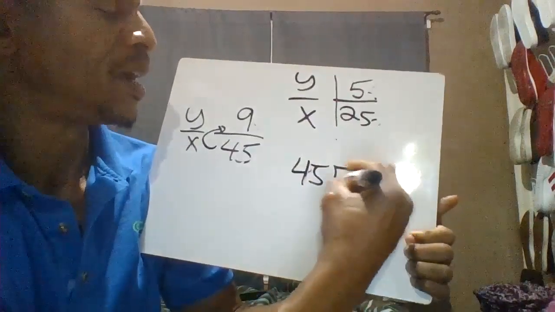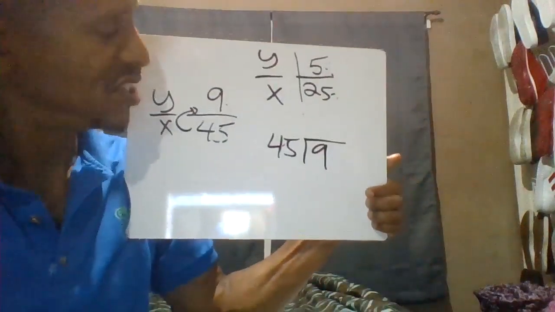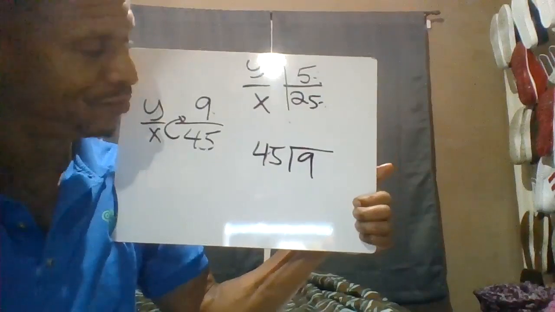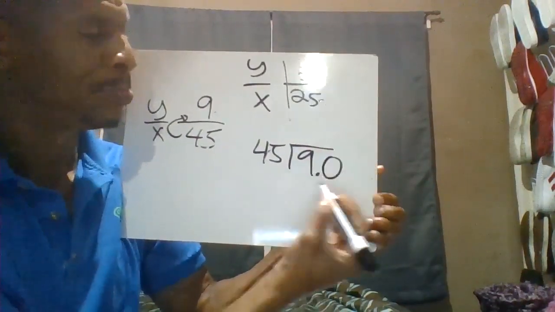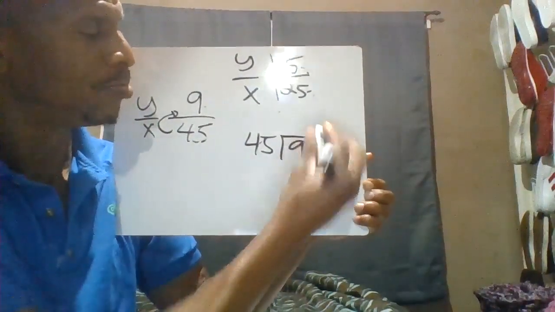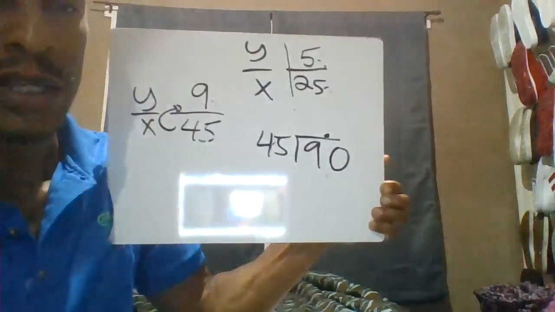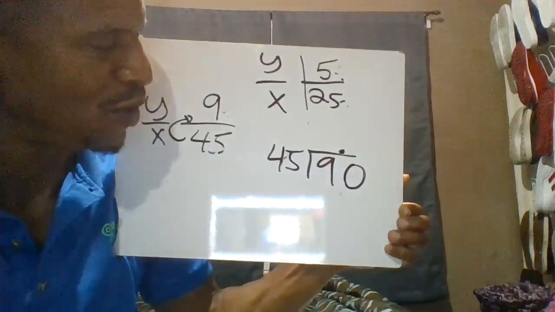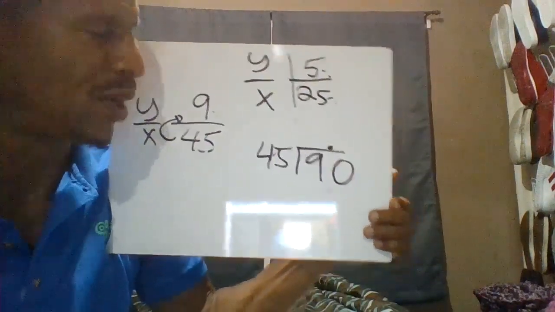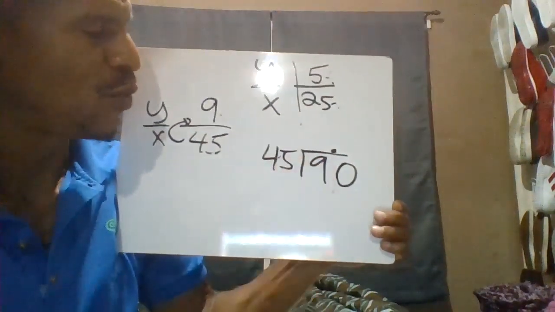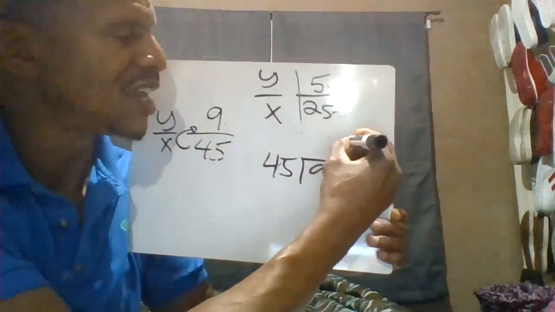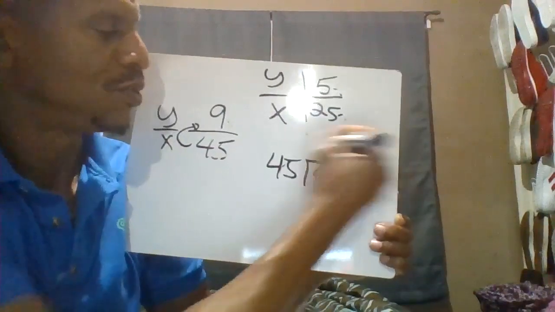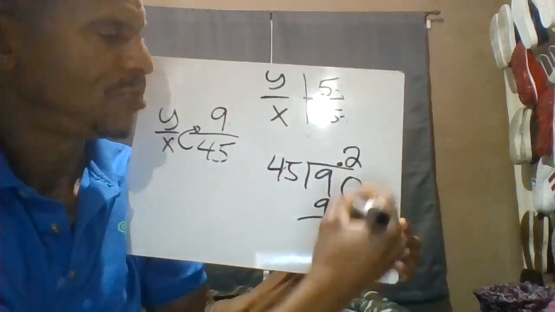45 divided into 9. How many sets of 45 are in 9? None. Decimal time. And then we add a 0. I'm going to bring that up. It's just easier for me to understand 45 into 90 than into 9.0. How many sets of 45? Well, if you think of money, 2 sets of 45 cents is 90 cents. So two sets of 45. Done. Okay, so that answer is 2/10.